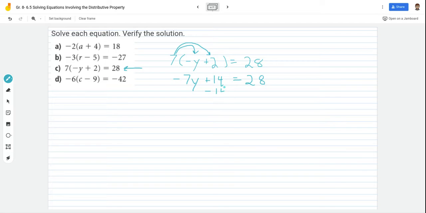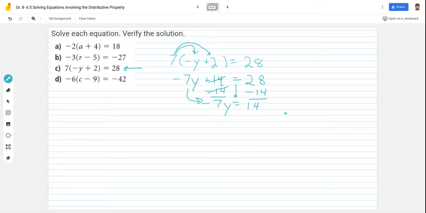So I'm going to subtract 14 from each side of my equation. And these two, of course, cancel each other out like our zero pairs. And the negative 7y is just brought down. I put the equal sign right here because this carries down as well. And I have 28 subtract 14, which is 14.